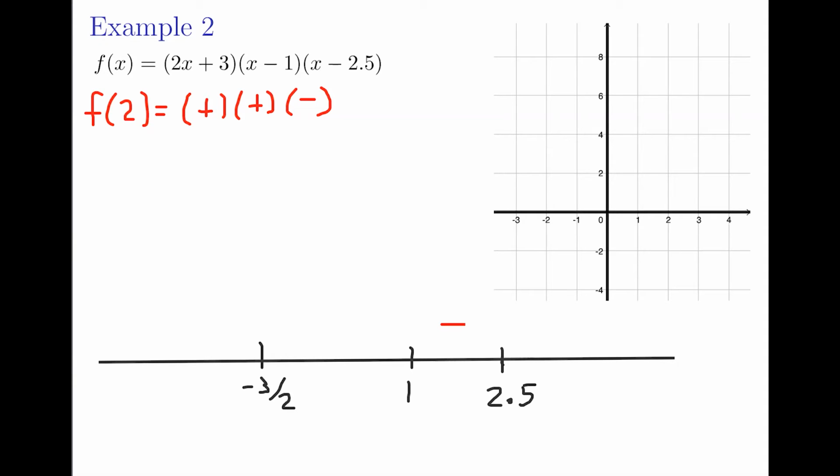Now let's pick a number that's bigger than 2.5. The point is that it doesn't really matter what number we pick that's bigger than 2.5. So let's do f of 3. If you're adventurous, you could do f of 4, or if you're really adventurous, you could do f of 40 million. All these things are going to give you the same answer. So what's f of 3? 2 times 3 plus 3, that's positive. 3 minus 1, that's also positive. 3 minus 2.5, that's also positive. That means that the graph of f of x is above the x-axis when x is bigger than 2.5. So here's 2.5 up here. The graph is above the x-axis there, and it's below the x-axis on the other side.